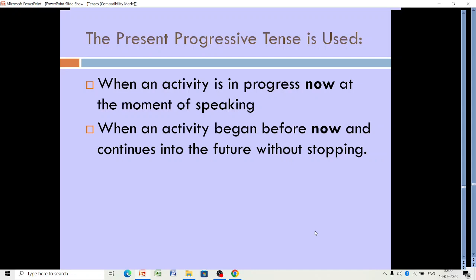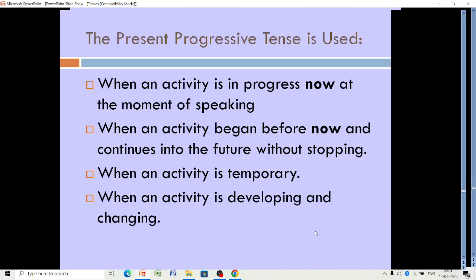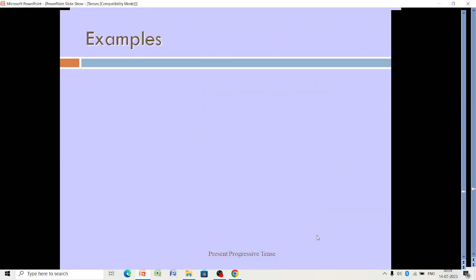When an activity began before now and continues into the future without stopping, that time also we can use present progressive, present continuous. When an activity is temporary, we can say that in present continuous. When an activity is developing and changing, we can use present continuous.